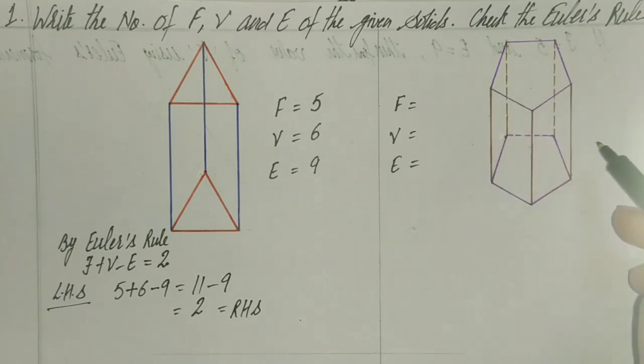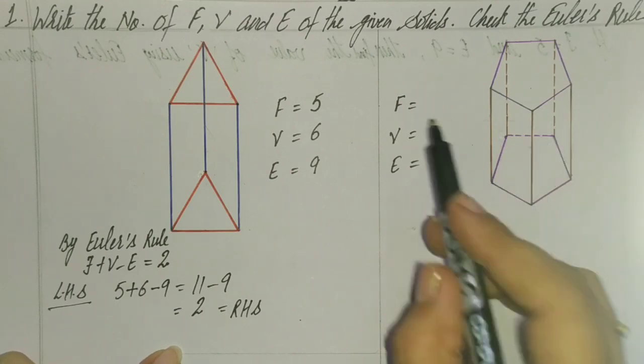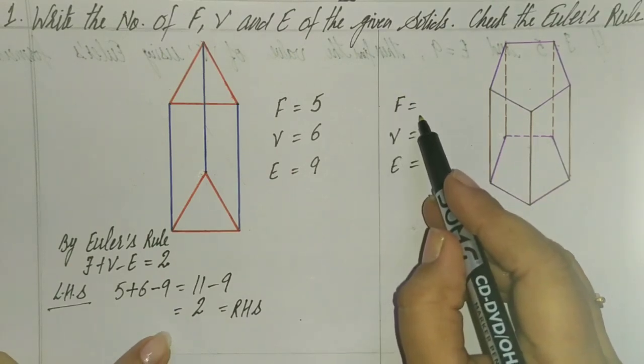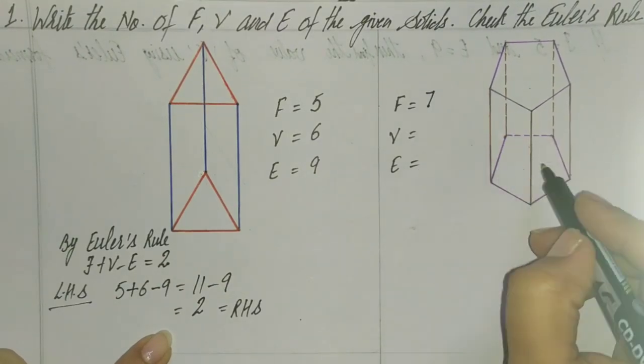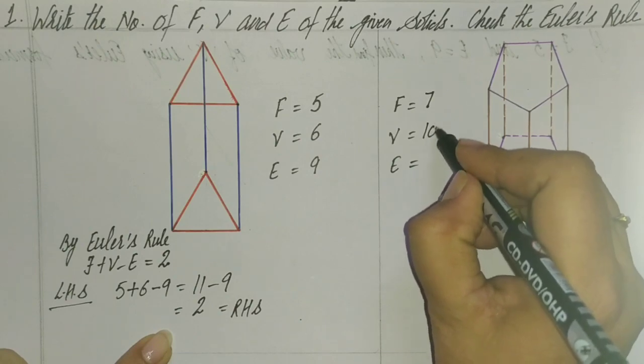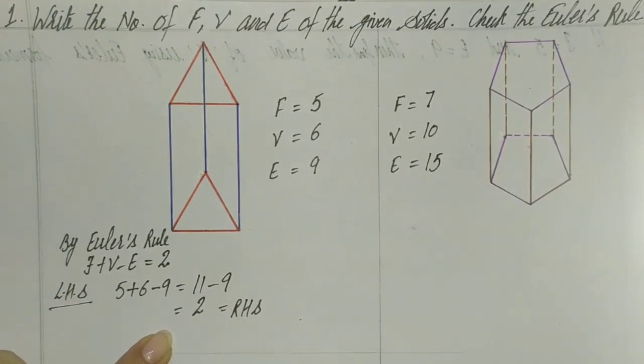Now coming to this pentagonal prism. Here since the base is pentagonal and there are 5 sides in the base, what will be the number of faces over here? 5 plus 2, 7. Vertices will be 5 into 2, 10, and edges, 5 3s are 15.